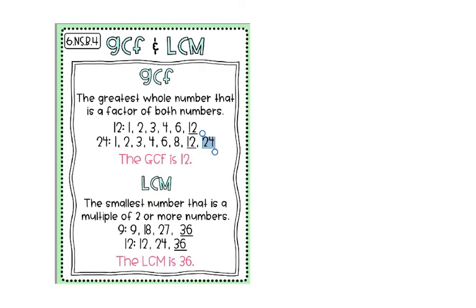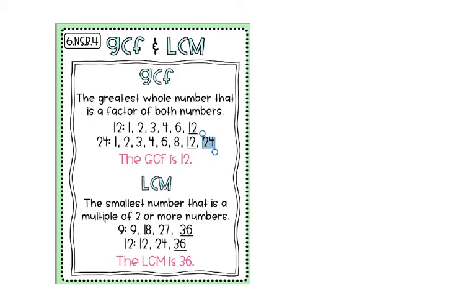Okay, so we just talked about greatest common factor and least common multiple and what they are. So like we said, greatest common factor is going to be used to find the biggest factor. And remember, factors are two numbers that multiply together to equal another number. So for example, for 12, 1 and 12 are factors. 1 times 12 equals 12. 2 and 6 are factors. 2 times 6 equals 12. 3 and 4 are factors. 3 times 4 equals 12. They're all factors of 12.